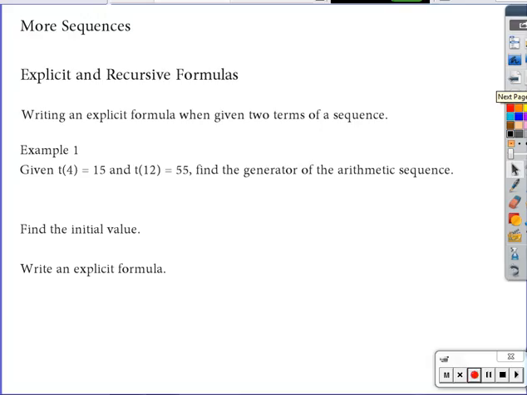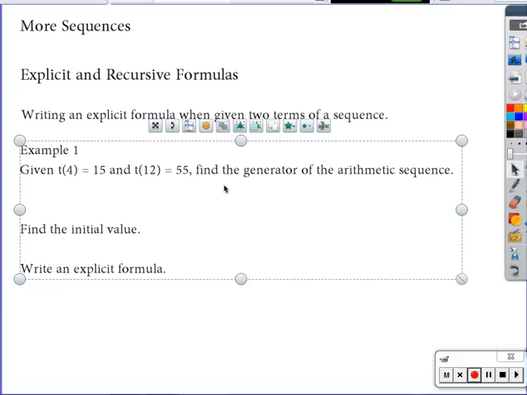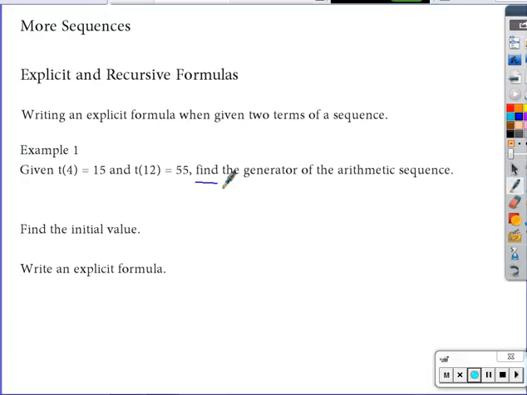Writing an explicit formula if you're given 2 terms of a sequence. So now I'm going to give you 2 terms of a sequence. You will need to first find the generator. Remember all the parts here of finding an explicit formula. First, find the generator, find the initial value. Once you have those 2 pieces, you will be able to write the explicit formula for the arithmetic sequence. We probably won't do this for geometrics.